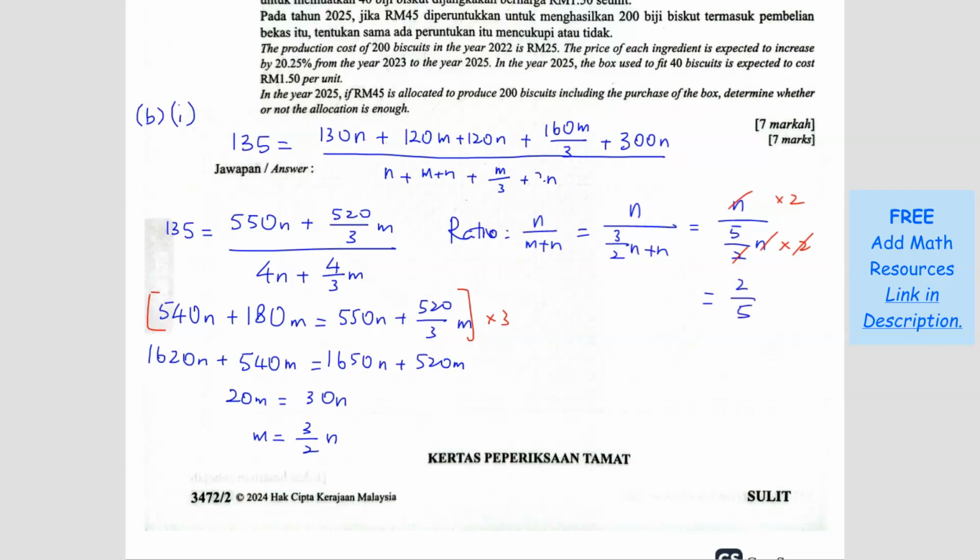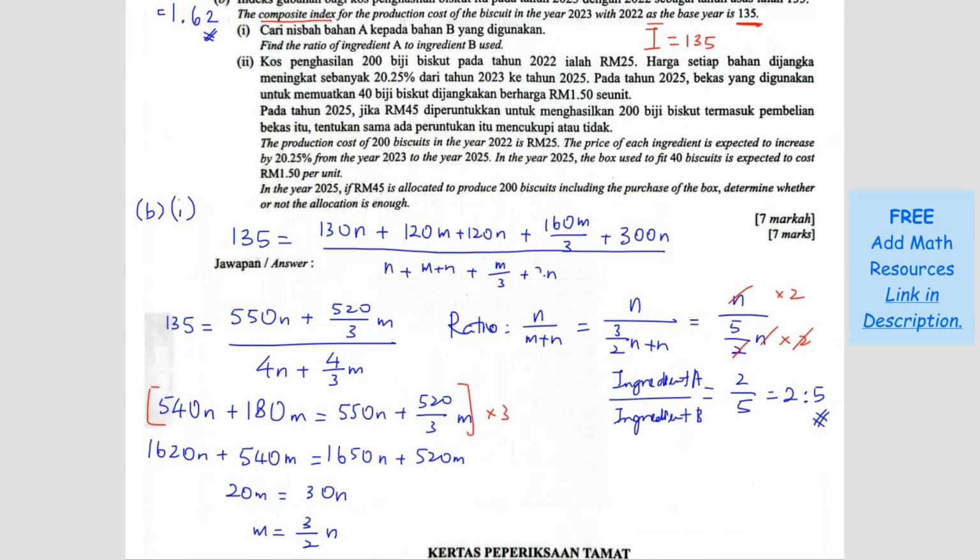So this 2 over 5 is the ratio of ingredient A to ingredient B. So we can write 2 ratio 5. Okay, so this is the answer. If it's confusing, please let me know in the comments. Then I'll try to explain more.